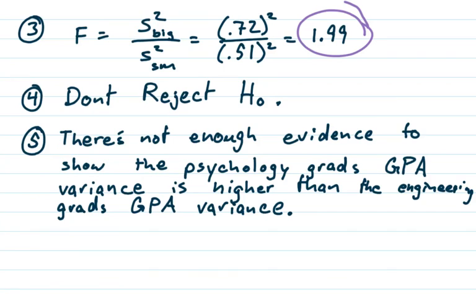Okay, so statistically speaking, this is just due to sampling error, and these are within acceptable ranges of one another to say that there's no difference between these two populations, the psychology grads and the engineering grads, their GPAs and the way that they're distributed in terms of their variance. All right, so we'll discuss the p-value method next.